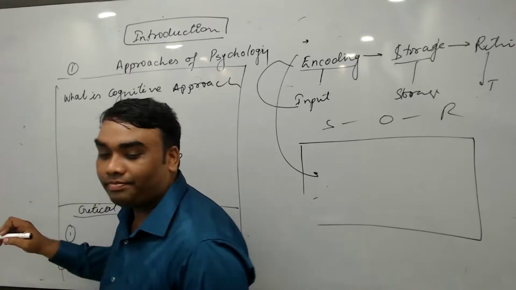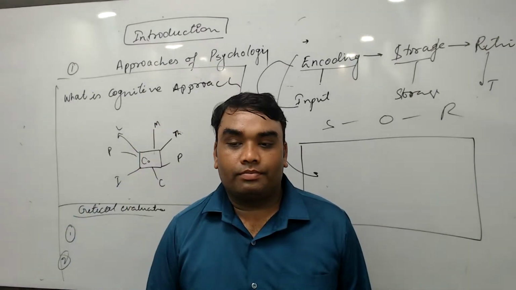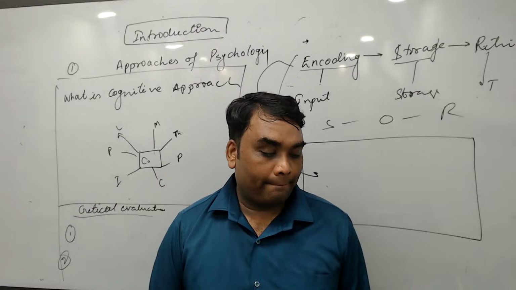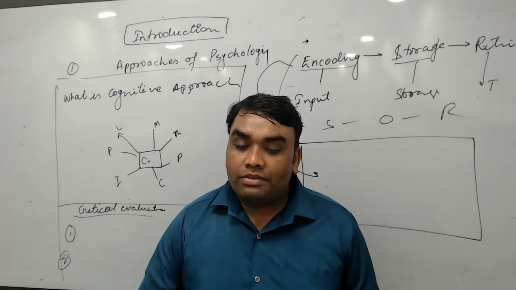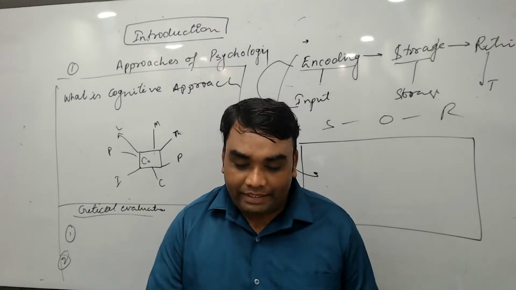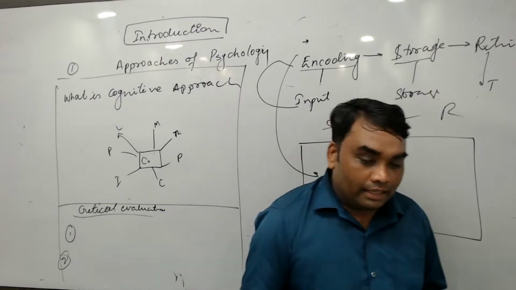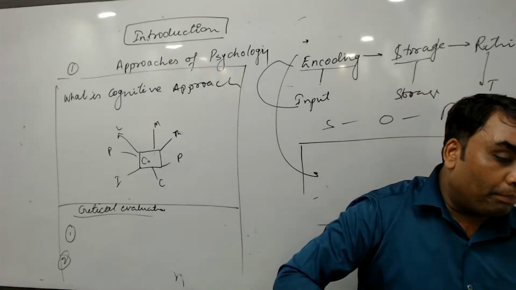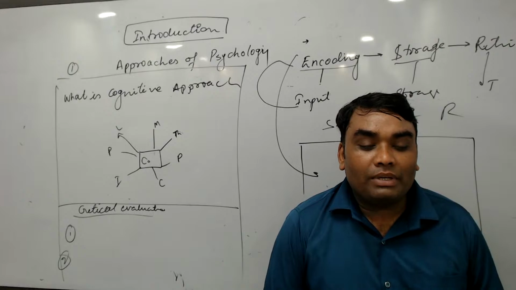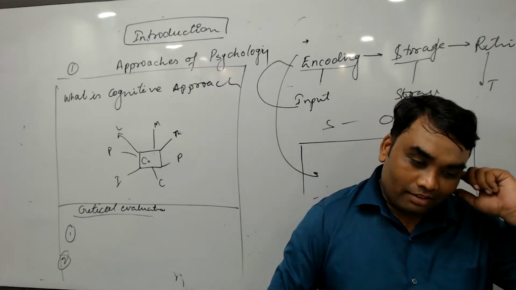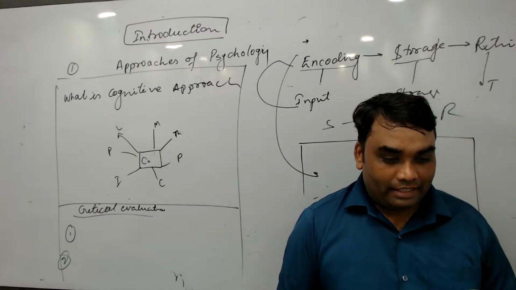Second criticism. Cognitive psychology has taken a lot of dimensions of psychology, meaning it has selected a wide range of topics in psychology, but the explanation of those topics is not satisfactory. Example, memory is still under research.